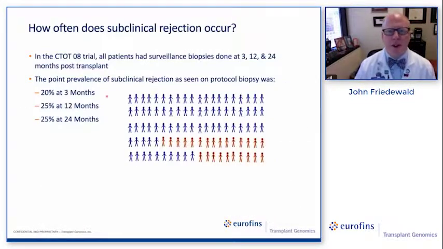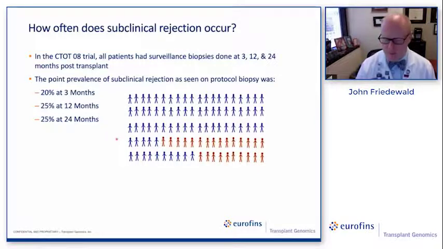So how often does subclinical rejection occur? We found in the CTOD-8 trial, and this was very similar to the GO-CAR trial, where surveillance biopsies were done at 3, 12, and 24 months post-transplant. And we found the point prevalence to be fairly similar at all those time points. So 20% of patients biopsied at 3 months had subclinical rejection, 25% at 1 year, and 25% at the 2-year mark.